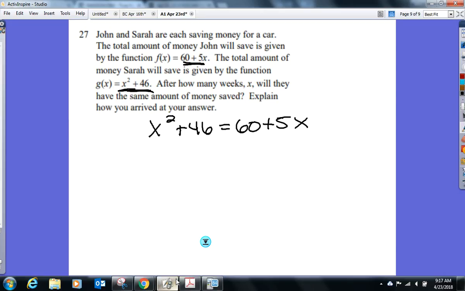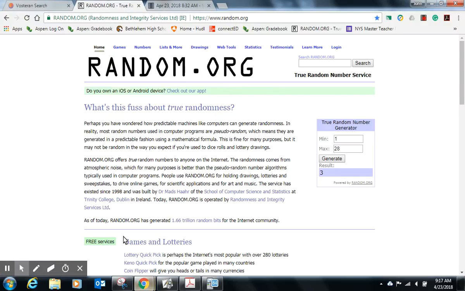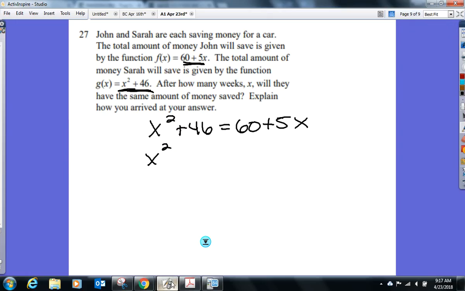Get one side equal to 0. Because you see an x squared, you know you're probably going to have to do some kind of factoring. So get one side equal to 0. So x squared, let's write it in standard form. What should come next if I write it in standard form? Minus 5x, keep minus 14. Nice job.